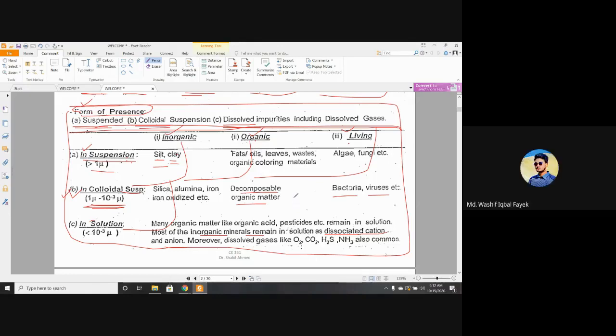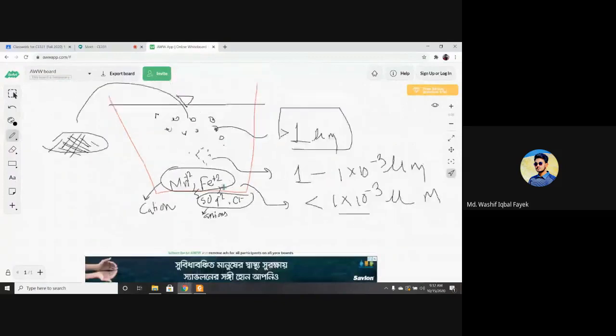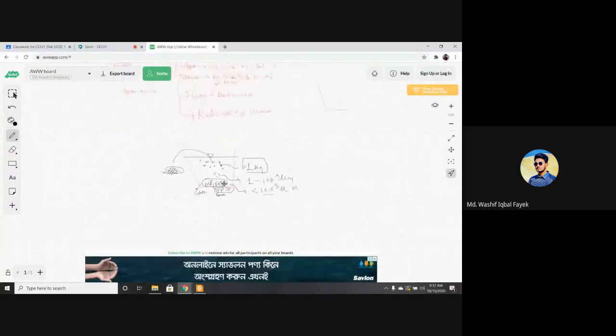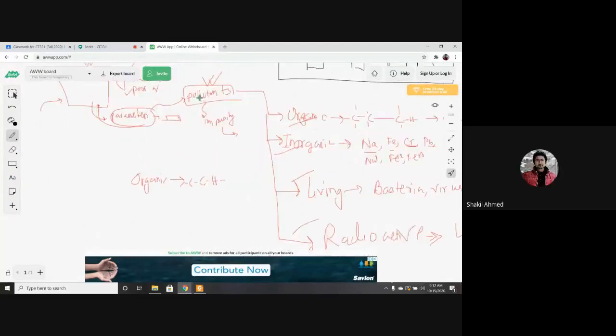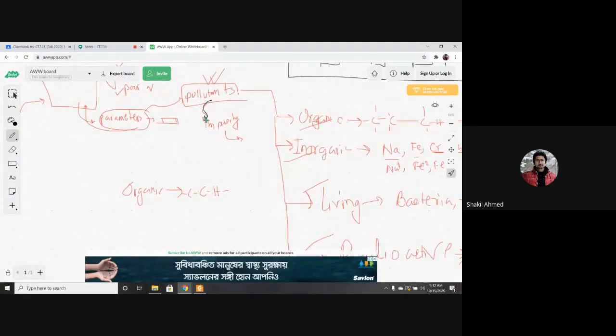Sir, are pollutants and impurities the same thing? Same thing. Yeah, I already told it here. Pollutant is the same thing as impurity. Okay.